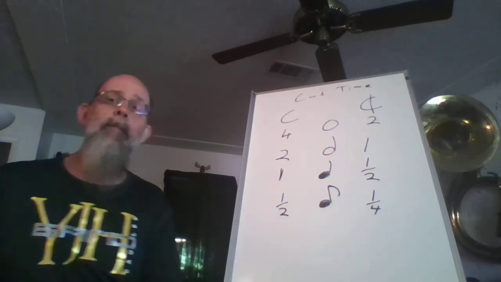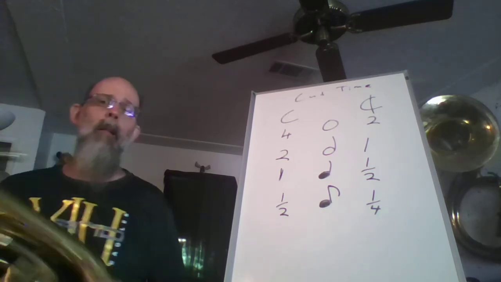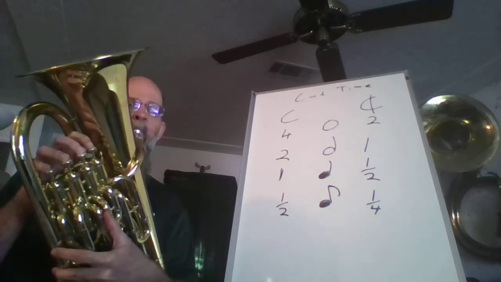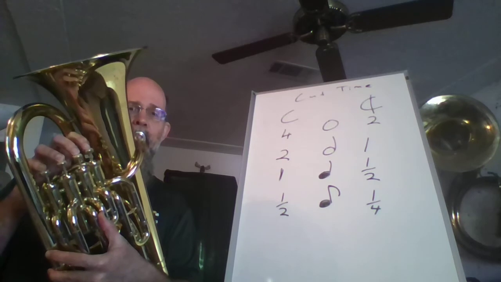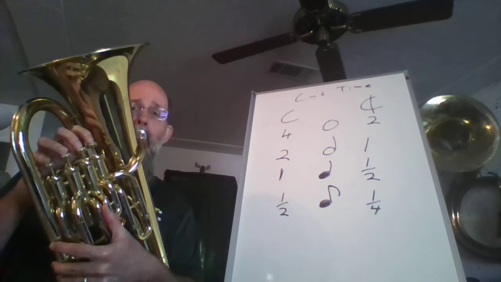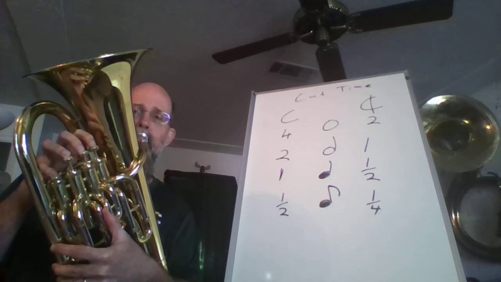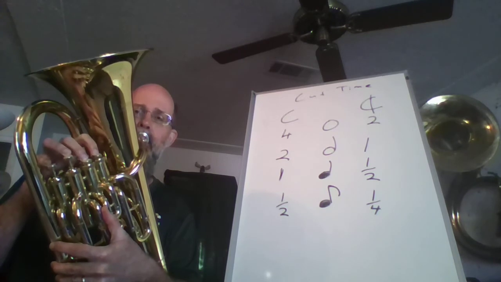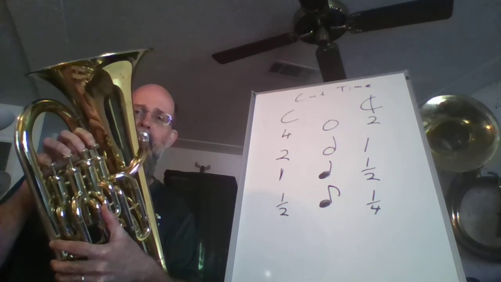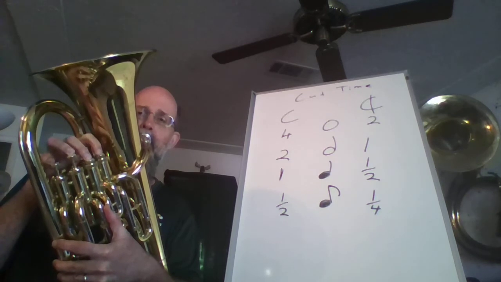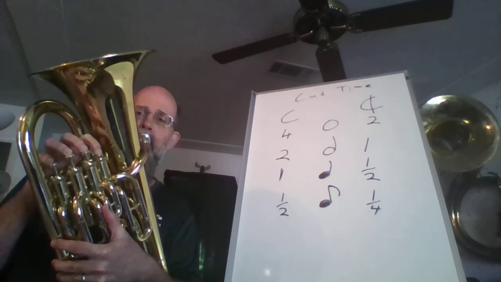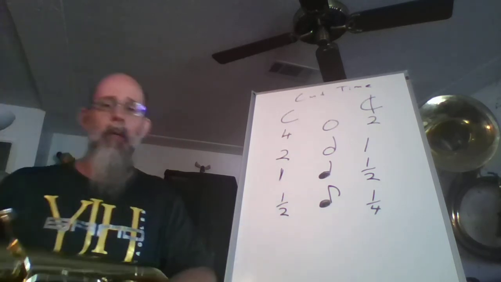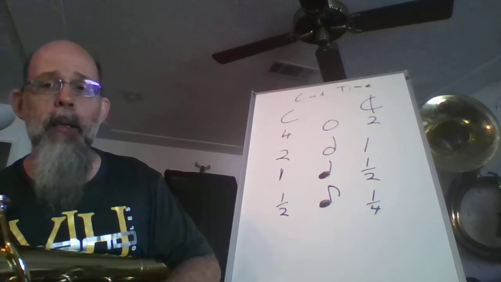So this is the concert B flat scale in common time, exactly like it's written on your scale sheet. 1, 2, 3. So that is your scale in common time.